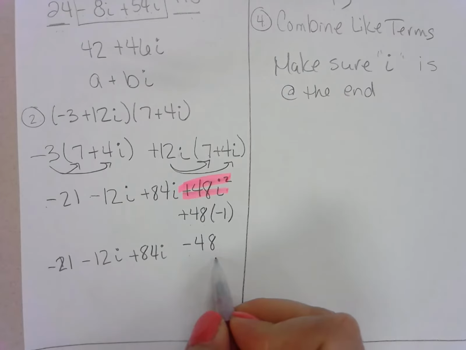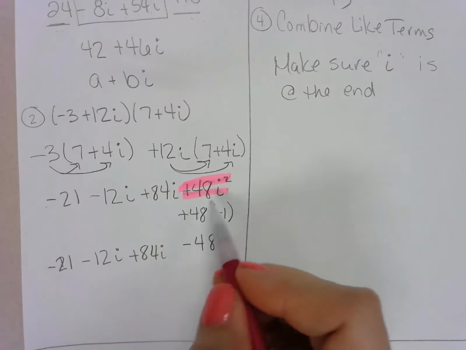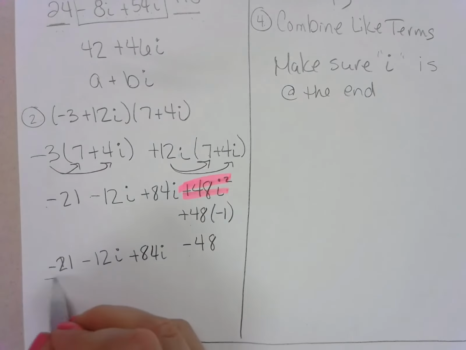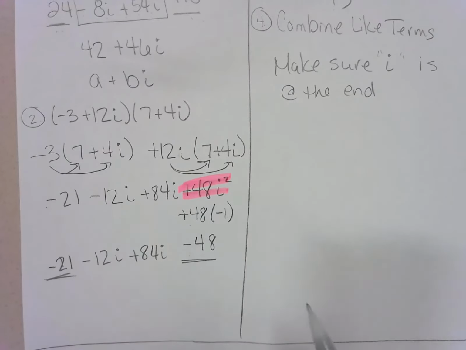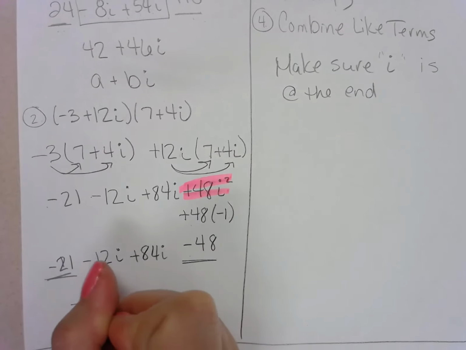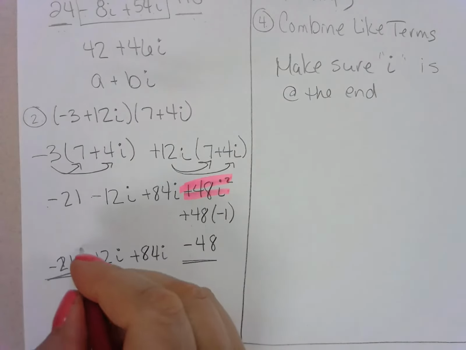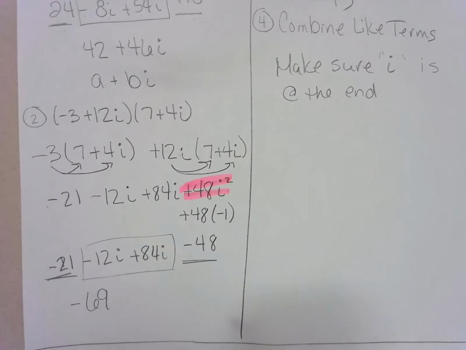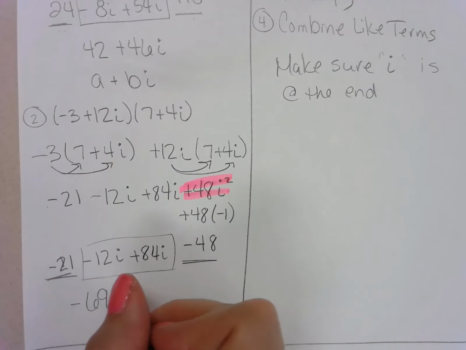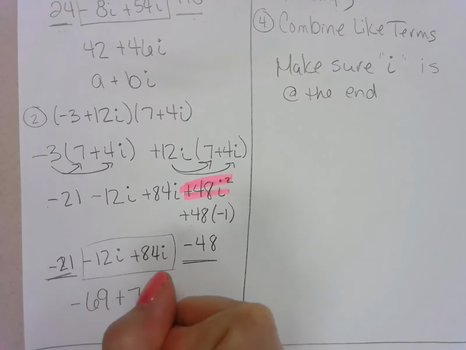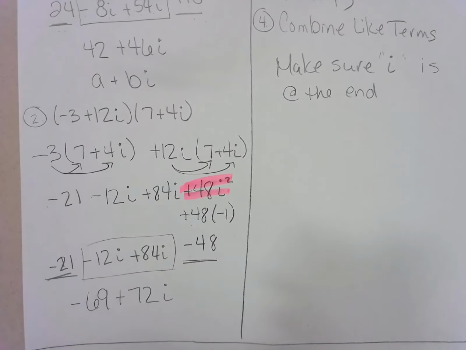Minus the 48 that we just transformed because of the i squared. So like terms on either end, negative 21 minus 48 is negative 69. And like terms in the middle, negative 12 plus 84i is positive 72i.